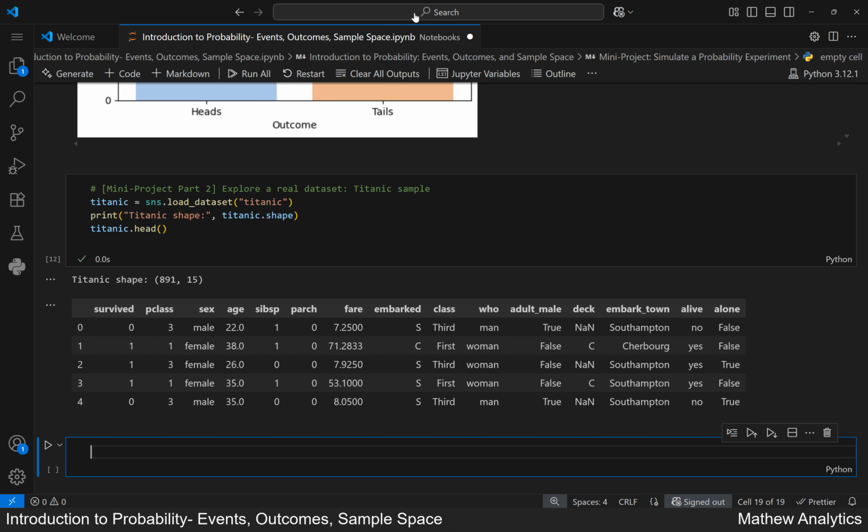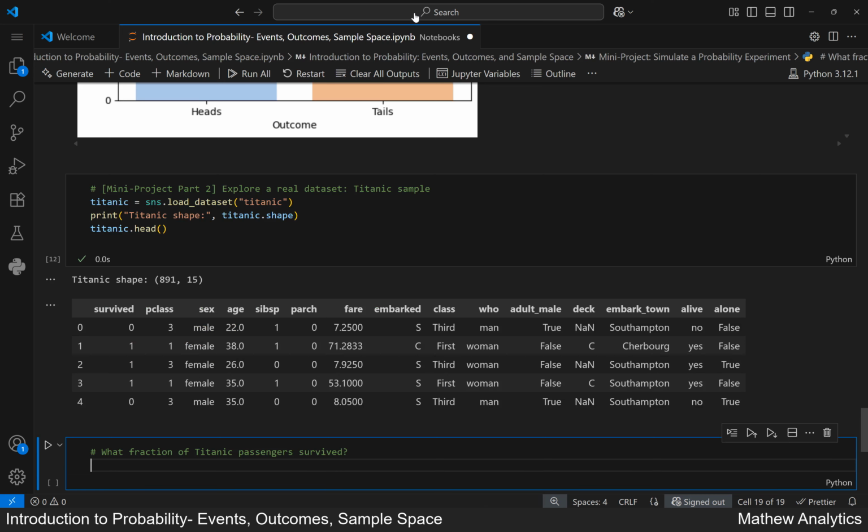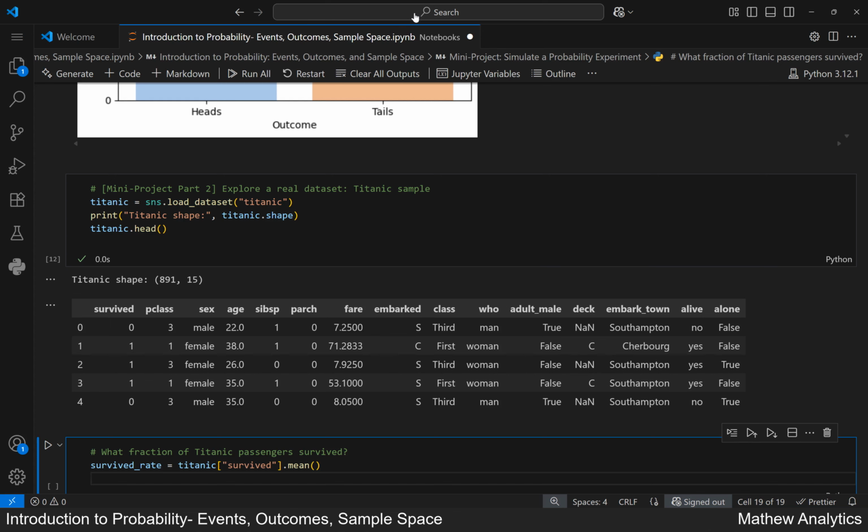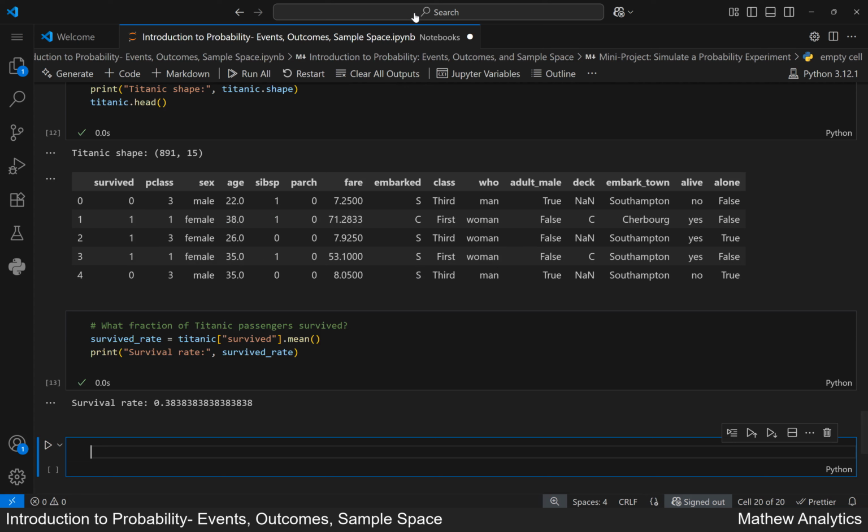Let us find out what portion of passengers survived the Titanic. We look at the survived column. The mean here will give us the fraction who lived. We print this survival rate. Running the cell now. Is this higher or lower than you guessed? Try finding and printing the rate for just women or children too.